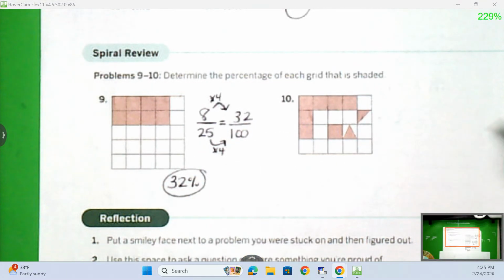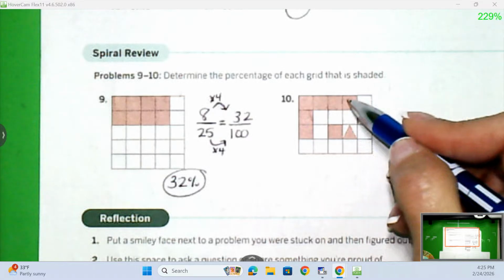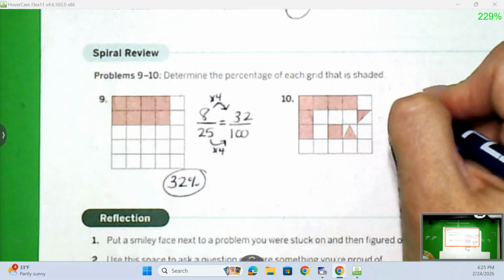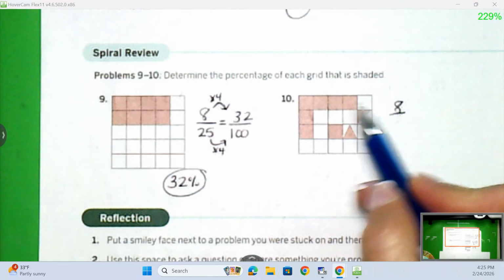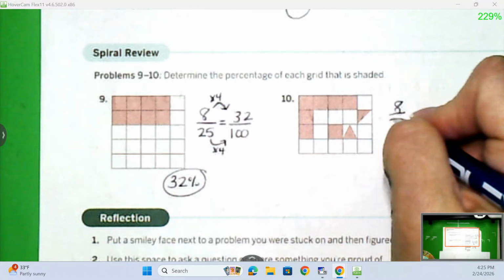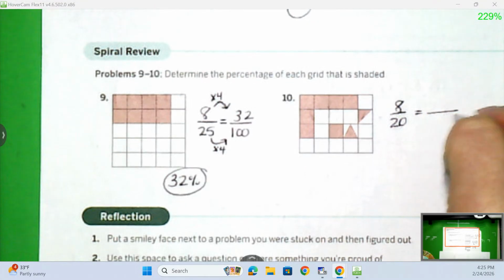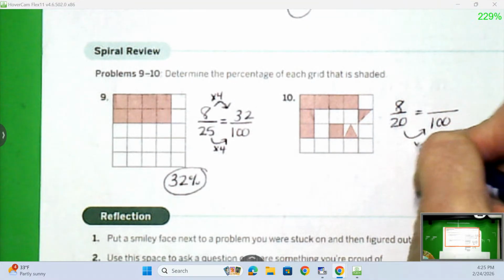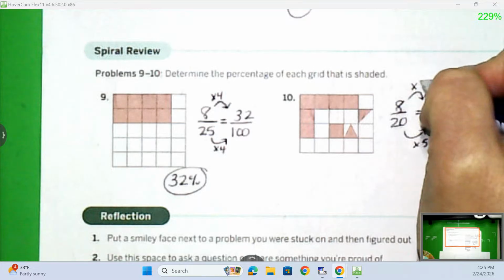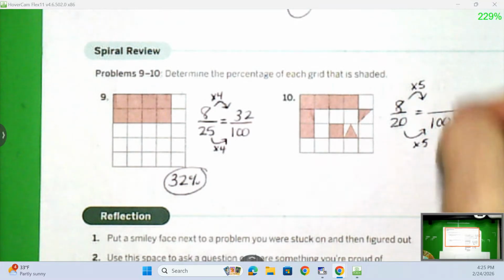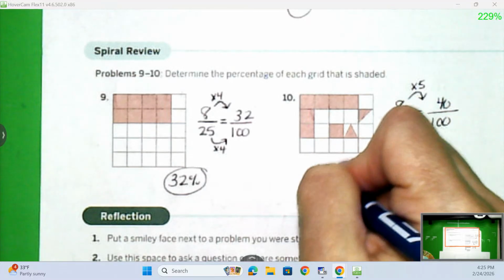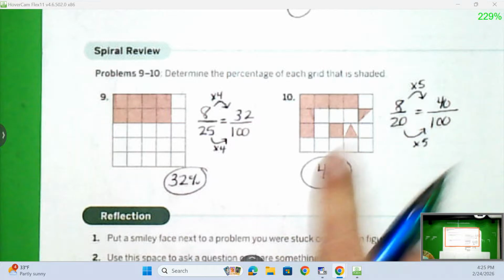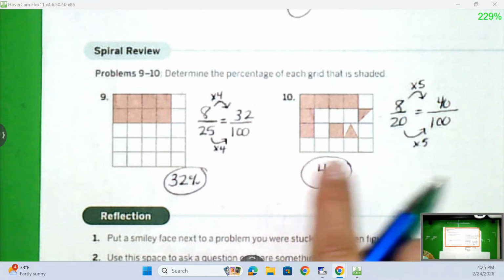Over to example number 10, we have 1, 2, 3, 4, 5, 6, 7, 8. If we take those two halves, 8 out of a total of 5 times 4, 20, and we want to know that percentage. So 20 goes into 100 times 5. We're going to do 8 times 5 to get our equivalent fraction there, and 8 times 5 is 40. So this is 40% shaded, which makes sense because this one is a whole row less.